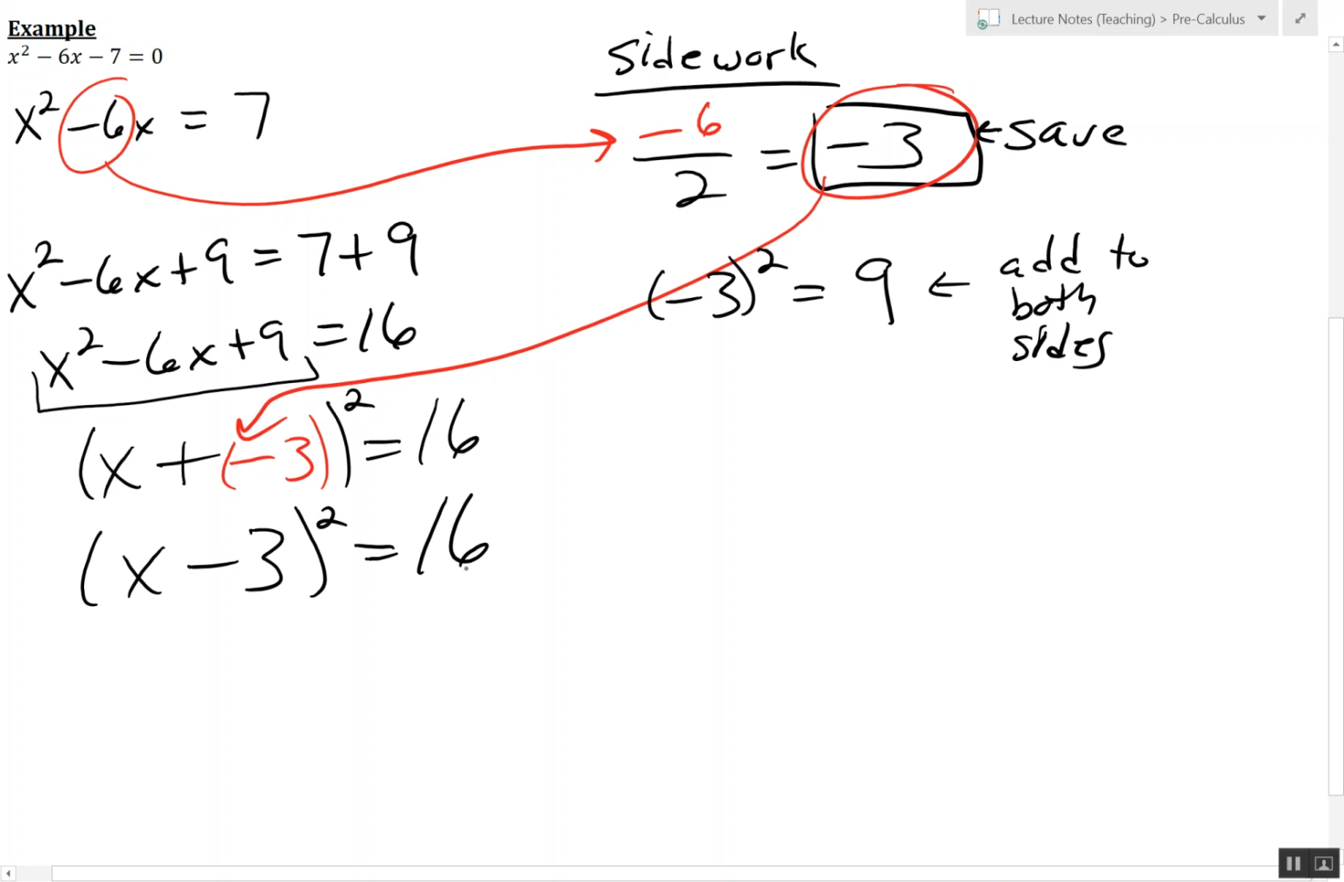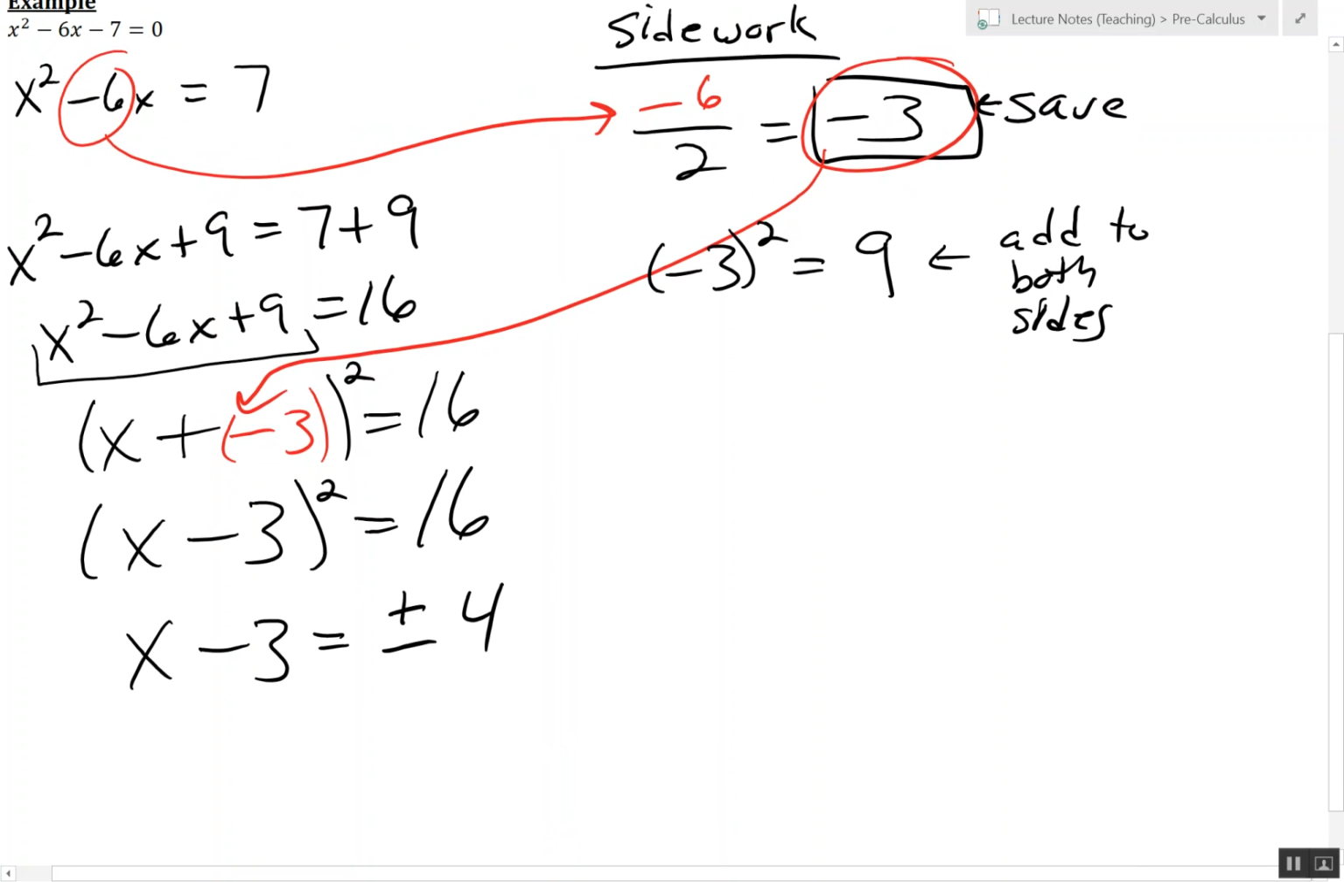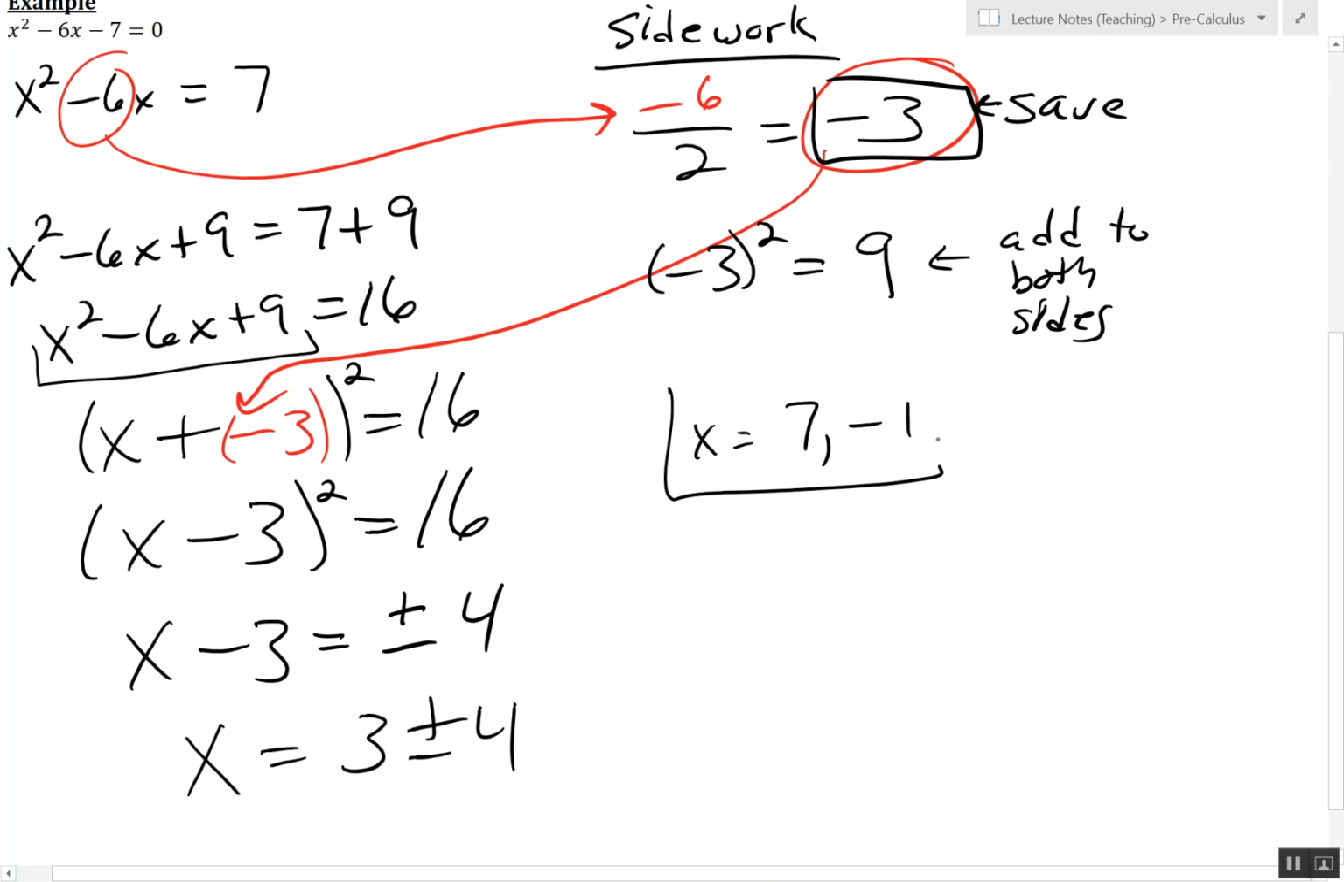Now we take the square root of both sides of the equation, so we'll get x minus 3. The square root of 16 is 4, but since we're taking the square root of a number, we need this plus or minus, so that x is going to be 3 plus or minus 4. So when you add 4, you get 7, and when you subtract 4, you get negative 1. And so we should check our answers to make sure it works.